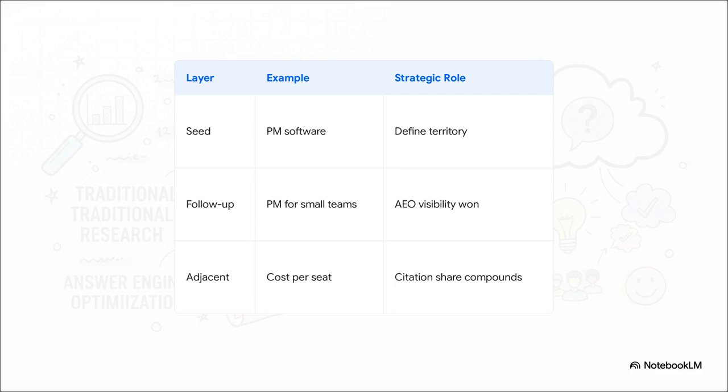This is where AEO visibility is actually won or lost, because AI models heavily prioritize this exact level of specificity. And finally, at the bottom, you have adjacent queries, like cost per seat for PM tools. This is where those follow-up journeys naturally end up. Answering adjacent queries is exactly where your citation share compounds over time, which builds holistic authority. The massive mistake most teams make, they throw all their time and money at the seeds. But the real AEO winners build deliberate, structured coverage across all 3 of these layers.